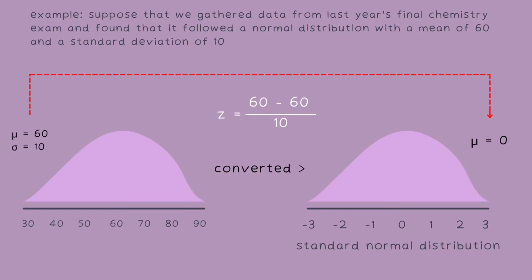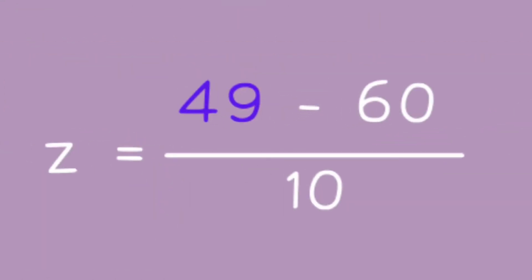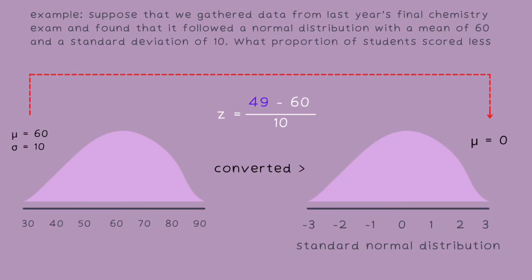We can take each value of x and plug it into the equation and it will result in a standard normal distribution. The mean of the normal distribution will always be converted to 0, and the standard deviation will always correspond to a value of 1. The proportion of x less than 49 is missing until we use the standardization formula. After substituting 49 into this formula, we end up with the value of negative 1.1 as a result.